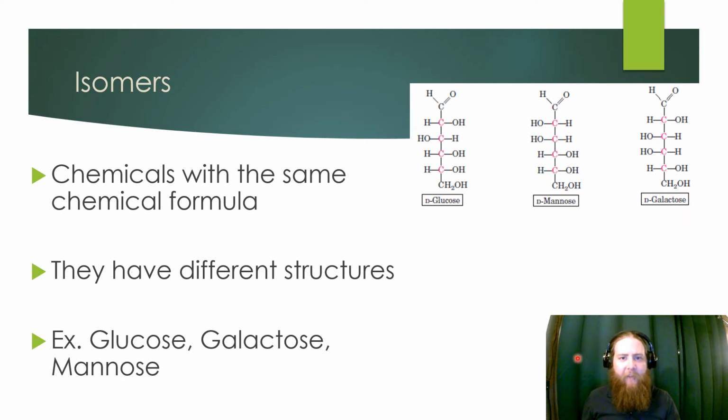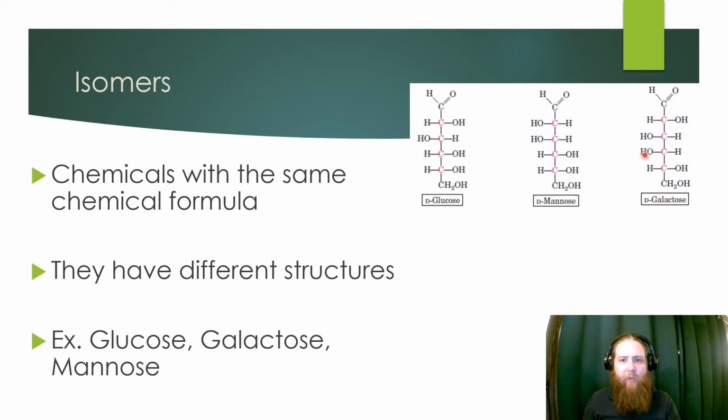All right, next up we're going to talk about isomers. Isomers are chemicals with the same chemical formula, but they have different structures. So things like glucose, mannose, and galactose here all are C6H12O6, but how they are oriented is a little bit different between them. The difference between glucose and mannose here is this OH group is swapped. It's on different sides there. Same thing again, this is swapped here.